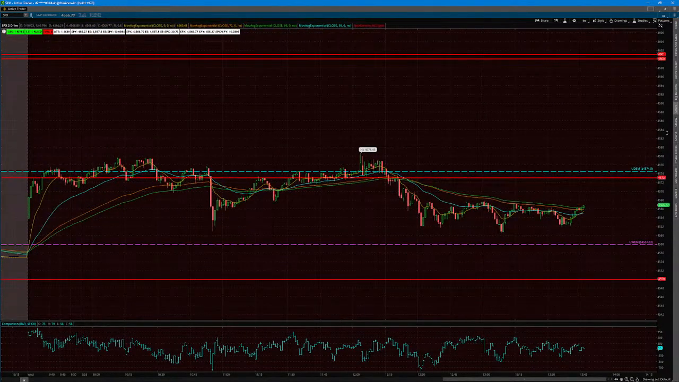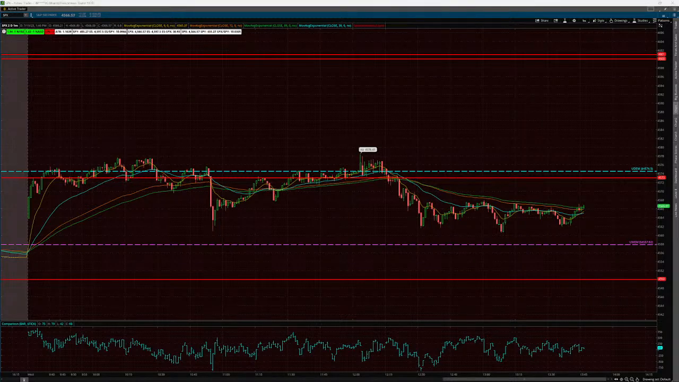So anyway, here are the levels for today. There's the 4,450 absolute gamma strike. Call wall up above. And note the upper daily expected move acting as resistance.